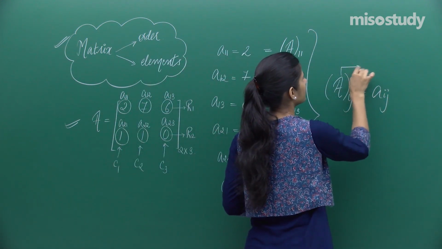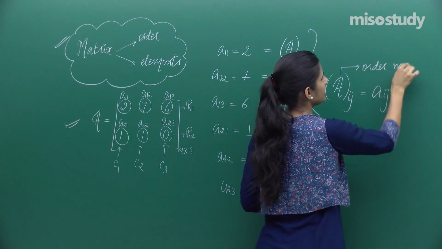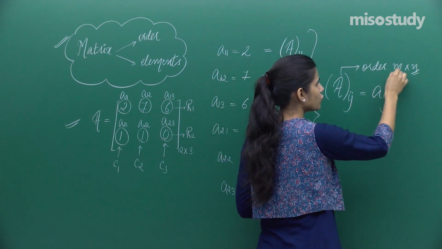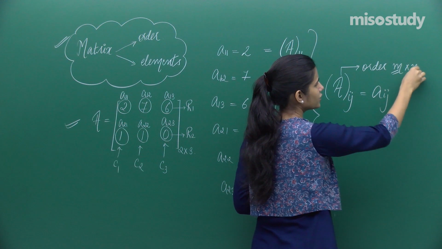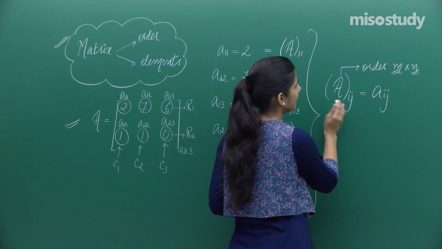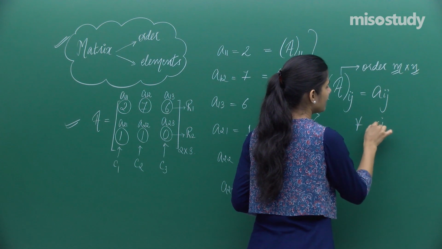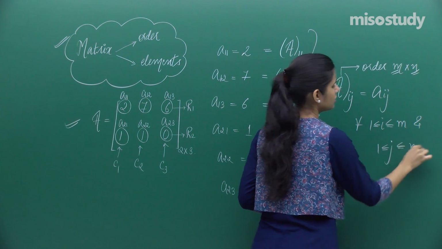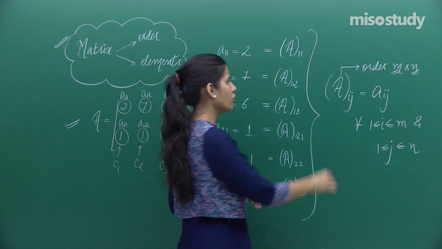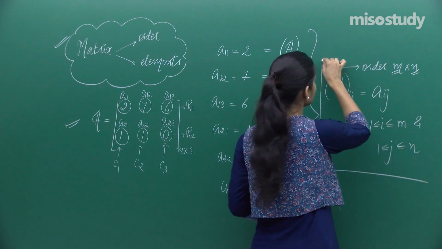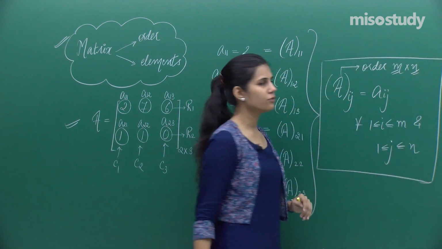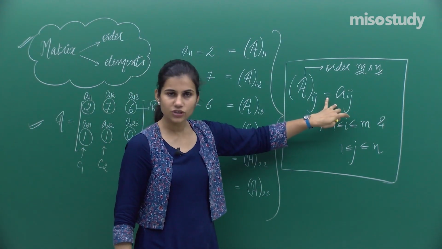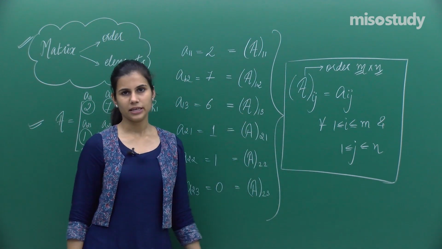If A is a matrix of order m cross n, that means m rows, n columns, the first subscript i varies over the number of rows, the second subscript j varies over the number of columns, and so I say that Aij is small aij for all i varying from 1 to m and j varying from 1 to n. This is the concept I want you to note very nicely, because in the further topics we would be using this notation, that capital Aij can be replaced by small aij, or small aij can be replaced by capital Aij.